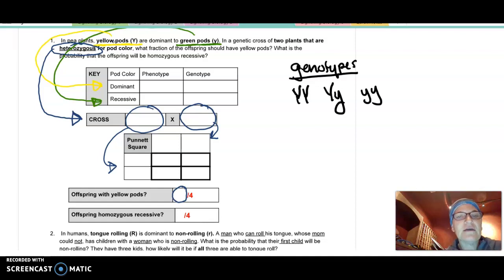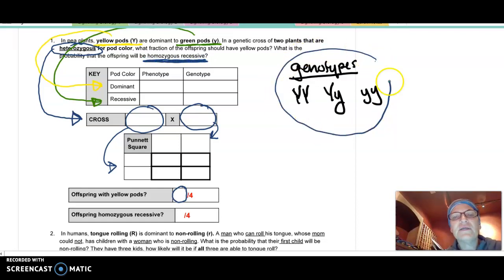And then the second question is different from the example question. It is asking you, what is the probability that the offspring will be homozygous recessive? So I'm testing to know, do you know what homozygous recessive is? Do you know which genotype is homozygous recessive? You're going to look in the Punnett Square, count the number, and then you'll type that in right in front of that 4. So again, it could be 0/4, it could be 1/4, 2/4, or 3/4.